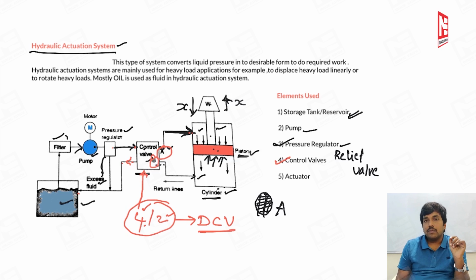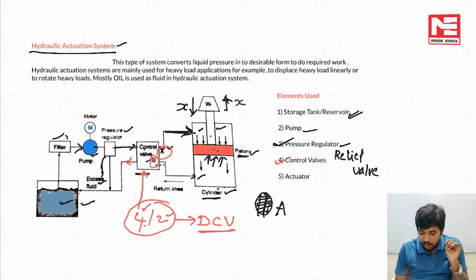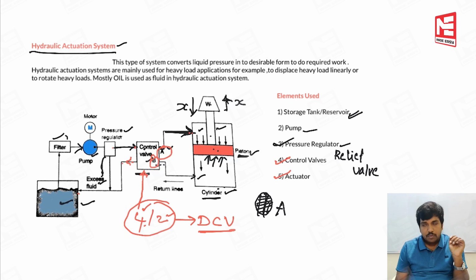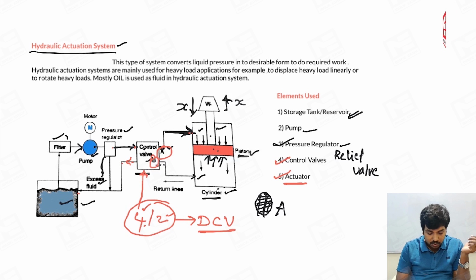But you should remember that the control valve can channelize the flow of the fluid either manually or by a program. Both ways are possible. The last one is the actuator, and most of you might be waiting for this topic. I explained the tank, the pump, the pressure regulator, the control valve and the filter. What is left now? The only device left is this total setup.